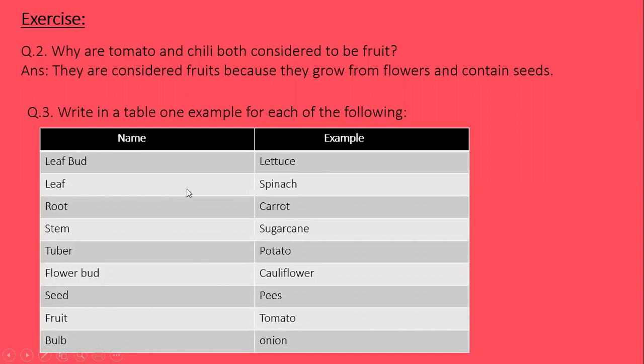The example of leaf, which vegetable? Spinach. Example of root, which vegetable grows in the root? Carrot. Stem, which vegetable? Sugar cane. Tuber, potato. Flower bud, cauliflower. Seed, what is the example? Peas. Fruit, tomato. And bulb, the vegetable which belongs to bulb is onion.